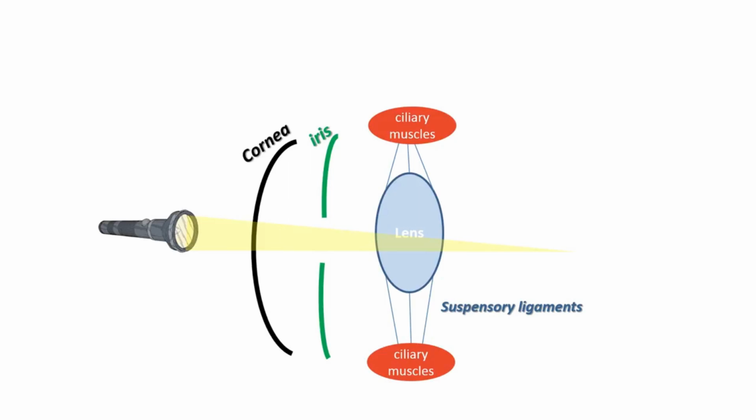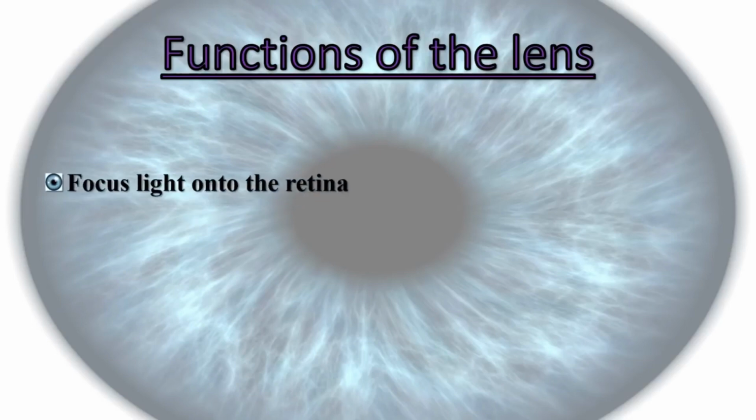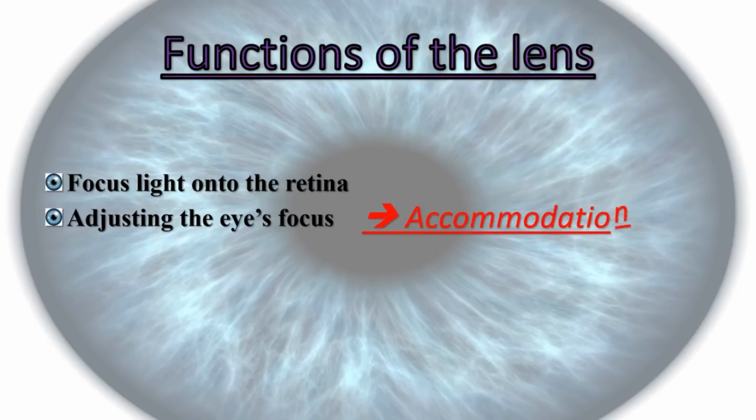The lens has two important tasks. First, just like the cornea, the lens focuses light onto the retina. At the retina, light is changed into nerve signals that are sent to the brain. Second, the lens adjusts the eye's focus, allowing us to see things clearly both up close and far away. This is done by a process called accommodation.